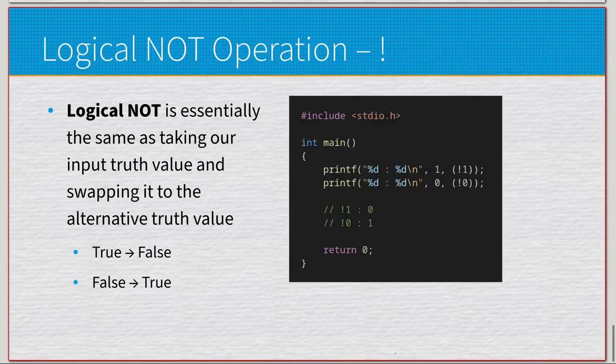And then moving on, we have the idea of logical NOT, which is essentially just taking whatever we put in and swapping it to the other one. We put in true, we get false, and false, we get true. So in this case, you can see we have exclamation mark 1 gives us 0, exclamation mark 0 gives us 1. The same idea where we had not equals. That's why we use the exclamation mark for that operation. So overall, that is about all we have for Boolean data.